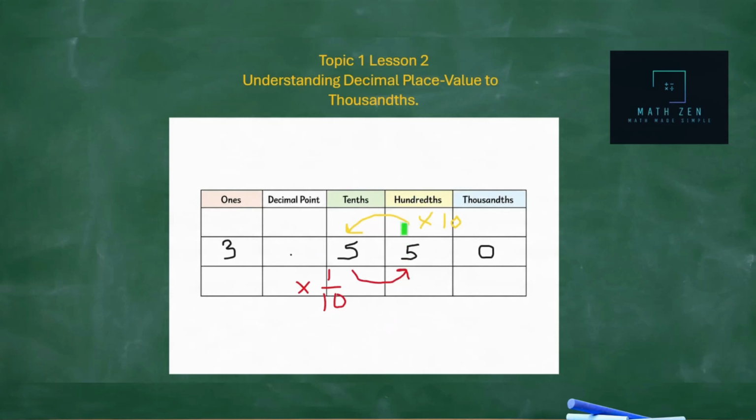If you take a look at the yellow arrow, it shows that in order to move from a 5 in the hundredths place to a 5 in the tenths place, you would multiply by 10. And vice versa, the red arrow shows that if I wanted to move from a 5 that was in the tenths place to a 5 that was in the hundredths place, I would multiply by 1/10. Now, on the next slide, we're going to discuss how to write decimals as fractions and fractions as decimals.